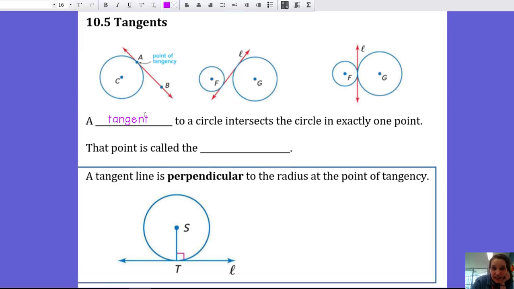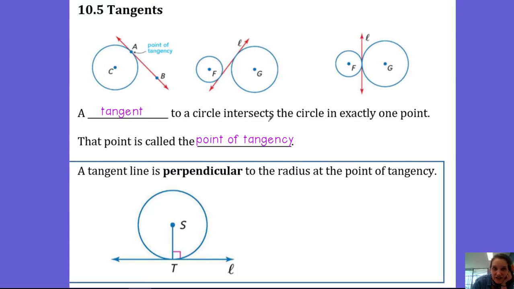A tangent line to a circle intersects the circle in exactly one point. So a tangent just brushes right past the circle. It doesn't cut through it. It only touches the circle in exactly one point. So it will not pass through the center of the circle. And it touches that circle at exactly one point, and that point is called the point of tangency.